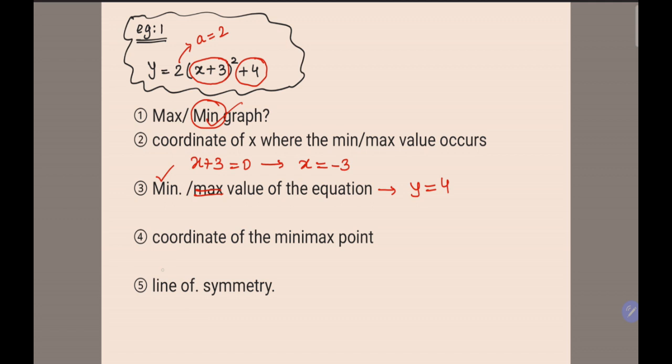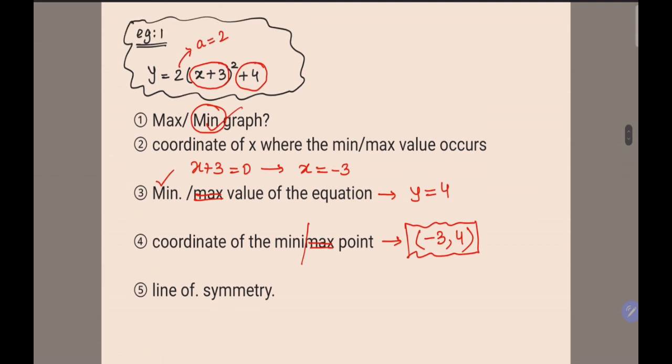So now what is the coordinate of the minimum or maximum point? Since we are dealing with minimum, we are crossing out the maximum part. So the coordinate will be, x coordinate is minus 3 and y coordinate is 4. So this is our coordinate of the minimum point, and the line of symmetry will be the line of x where this minimum value occurs, and this is x equals -3. So this value also represents the line of symmetry.